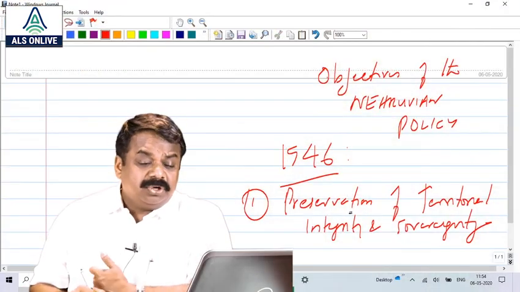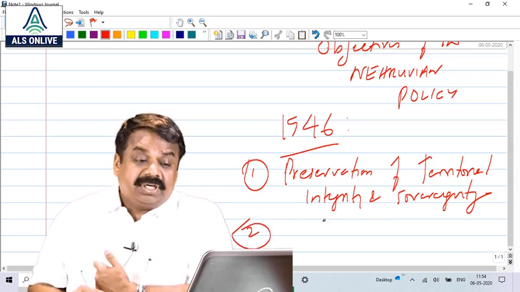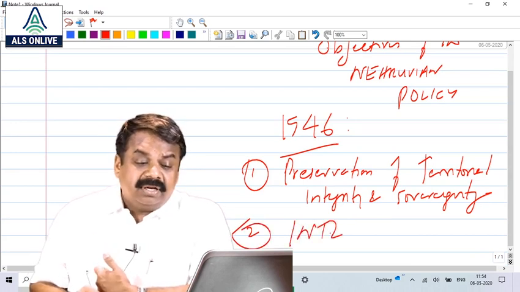That was an objective right from the beginning. When India was formed, the boundaries were not very clear. British India, the Britishers withdrew from India, and the independent India had to protect the borders. So, one major objective was preservation of territorial integrity and sovereignty. Second was promotion of international peace. See, Nehruvian objective was promotion of international peace.